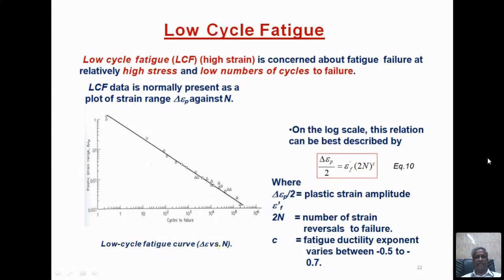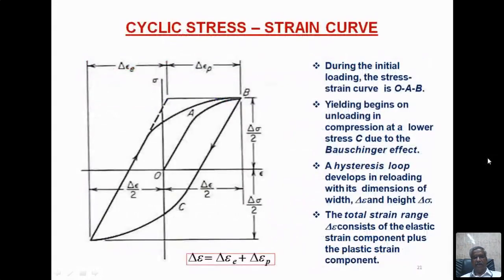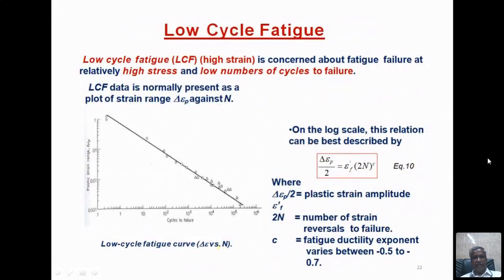Okay, the y-axis changes to strain. Here, delta epsilon is the total strain range. Total strain range is on the y-axis, and number of cycles to failure is on the x-axis. You see that almost all the specimens fail below 1 lakh cycles.